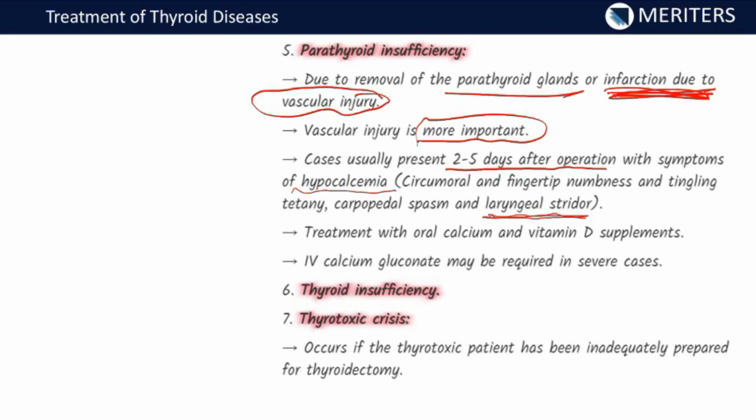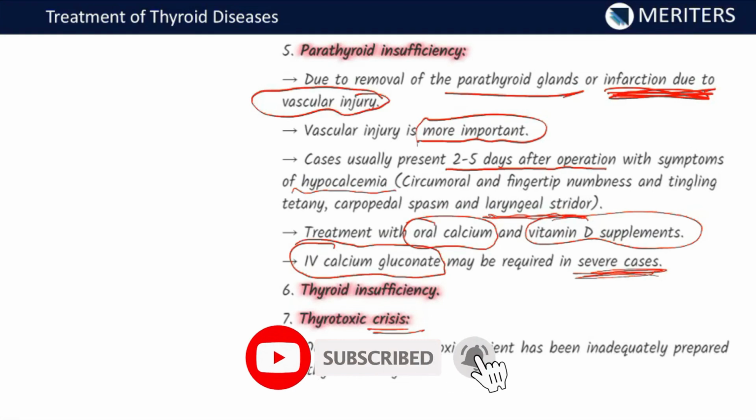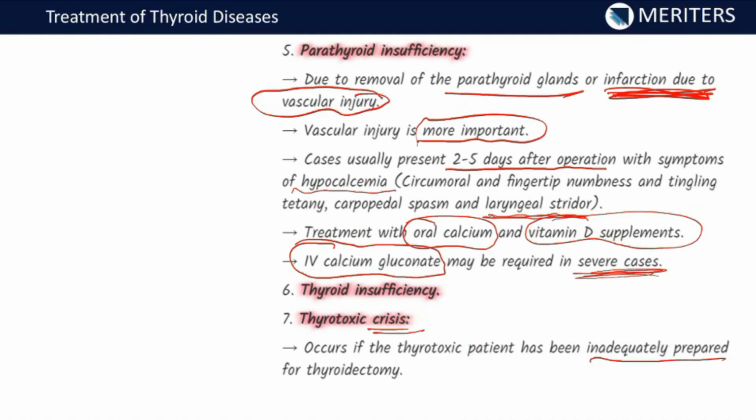Now the treatment with oral calcium and vitamin D supplement is required, and IV calcium gluconate may be required in severe cases. Okay, now next complication is thyroid insufficiency and thyroid crisis as well. Okay, so thyroid crisis, or you can say a thyrotoxic patient, has been inadequately prepared for thyroidectomy. Means if your patient is not prepared, then only it can end up in a thyrotoxic state.